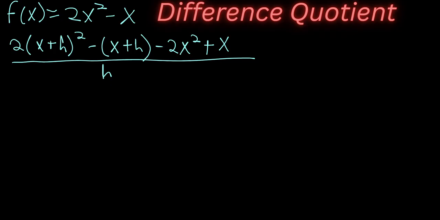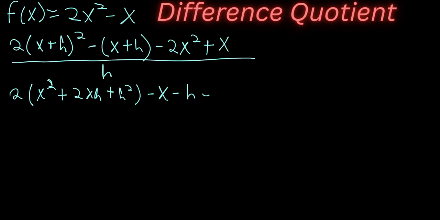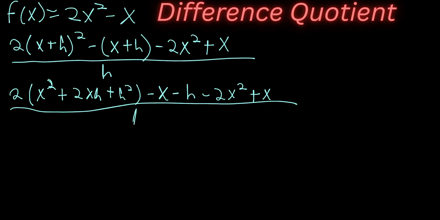Okay, we're going to want to expand terms, so we're going to have 2 times x squared plus 2xh plus h squared, minus x minus h, minus 2x squared plus x. And all of this again is going to be divided by h.